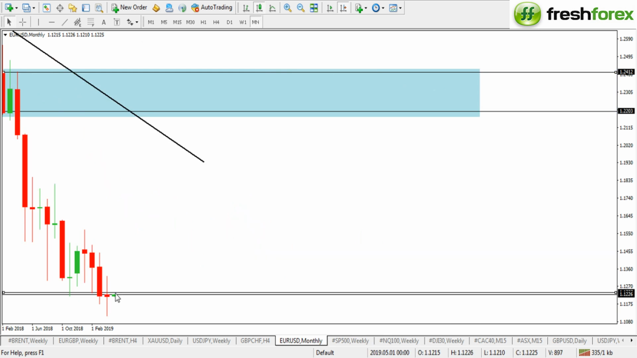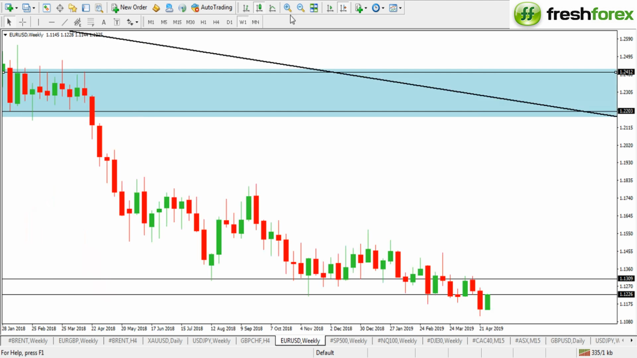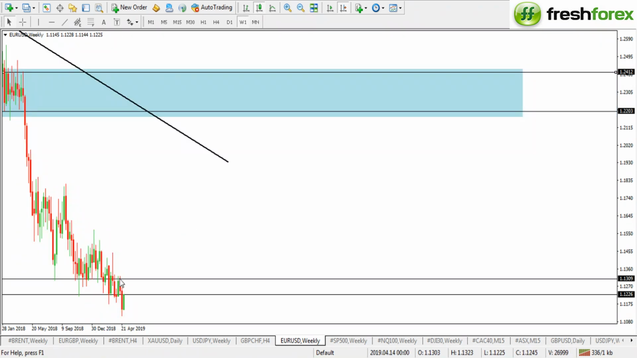Wait for price to get up to this level here, somewhere around 1.1309. Then sell it there. As you can see from the weekly, it's actually somewhere around this point. If the current week's candle can get back up to this point, then this is the perfect place to sell from. So you may want to sell it here, but the correct place is actually somewhere around this point.